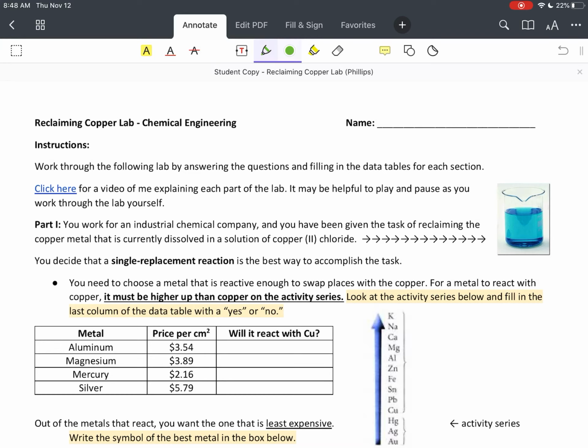So I'm going to walk through the Reclaiming Copper Lab. I suggest as you watch or listen to this video that you pause at each section and complete it along with me. That way it'll make more sense as we continue on through the end. So this is an engineering design lab, meaning that part of your task is going to be to design the experiment based on a scenario.